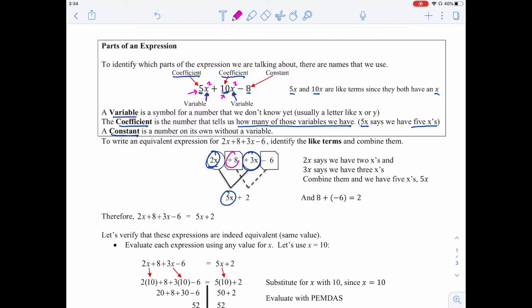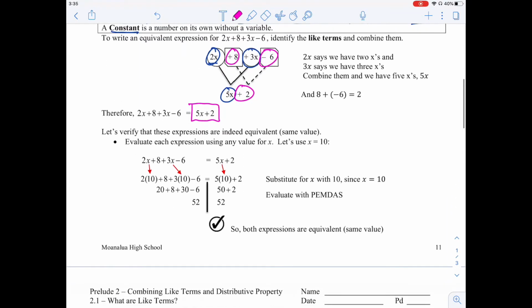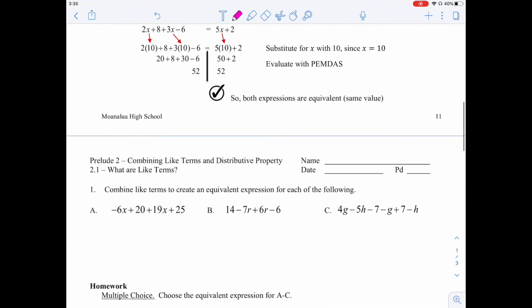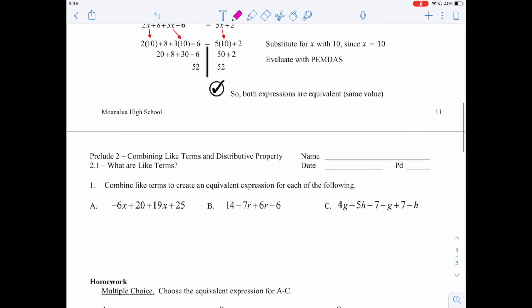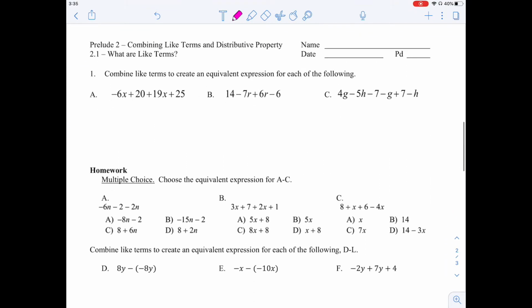Then we go to the next one. We have 8 is a constant and negative 6 is a constant. So we combine those like terms and we get positive 2. So our simplification of that would just be 5x plus 2. Right? If they're not like terms, we don't mess with them. Now let's keep going. Okay, that was an example of how to do it.